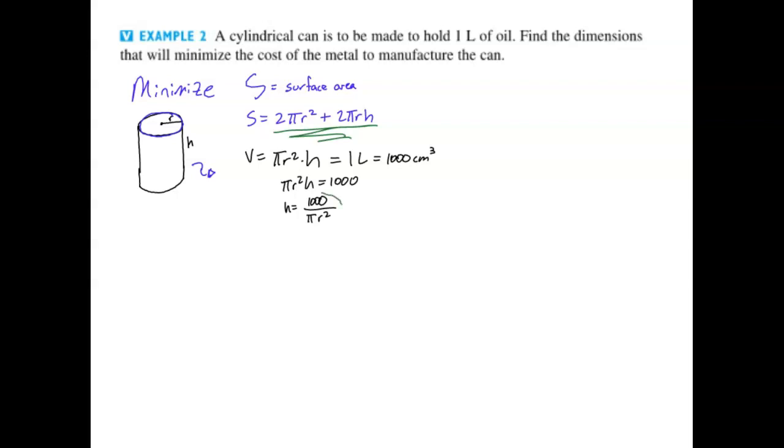All right, now let's go ahead and take this, and we'll plug it in for H in our surface area equation. So we'll get S equals 2 pi r squared plus 2 pi r, and instead of H, we're replacing it with 1,000 over pi r squared.